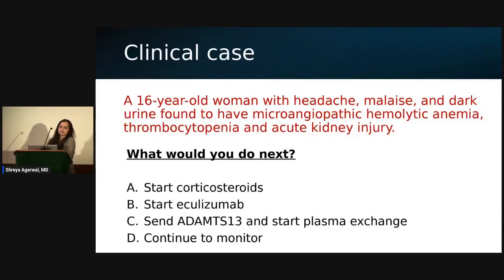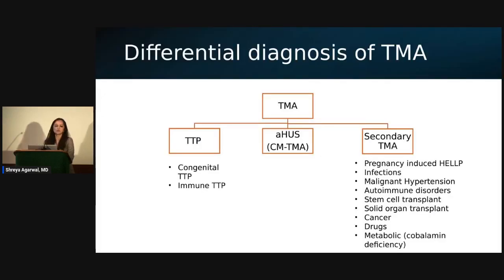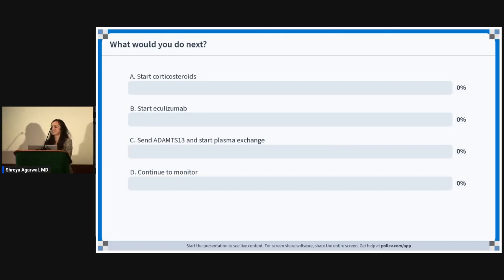I don't know if it's showing up. Okay, we'll just talk about this. What would you do for this patient? Yeah, that's what we did.